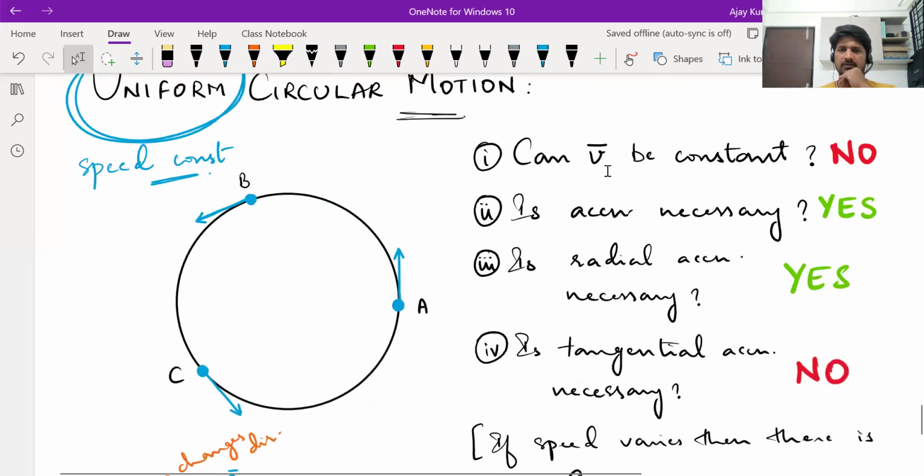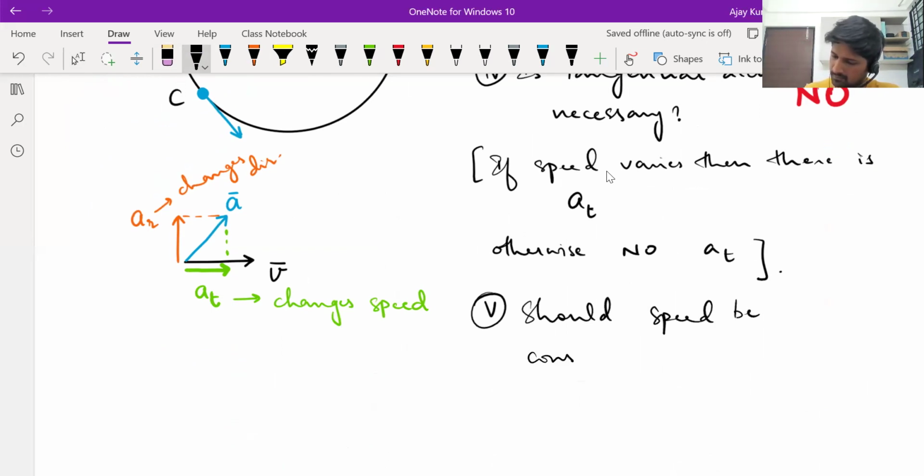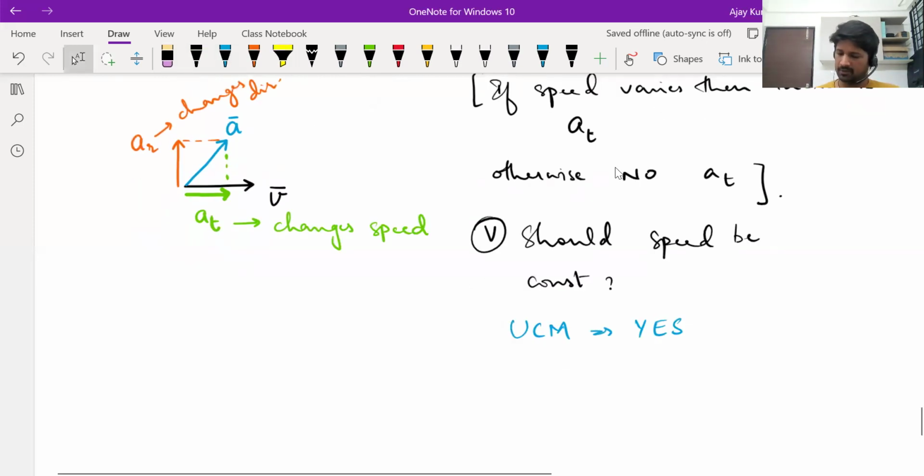So is it necessary that speed should be constant? The answer is no. It's not necessary that for circular motion, the speed has to be constant. In uniform circular motion, it has to be constant. So you can write it here. Uniform circular motion, answer is yes. Non-uniform circular motion, just a moment. The speed will not be constant.